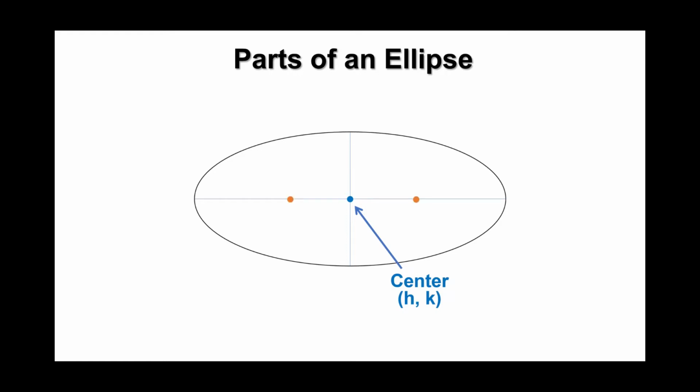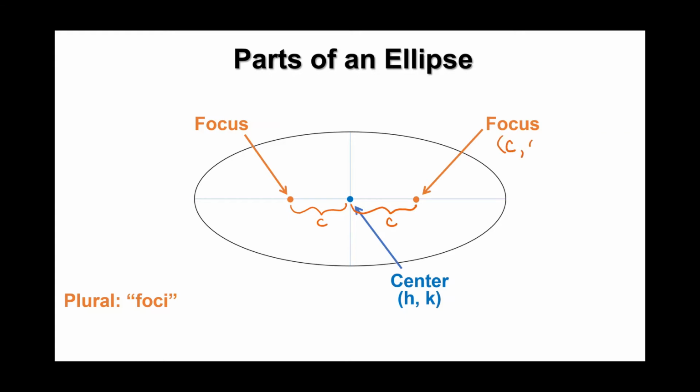Now we've got the foci. That's the plural form of focus. So we have focuses or foci. And the distance from the center to the focus is going to be c, which means the distance from the center to the other focus is also c. So the foci are the same distance from the center. They're equidistant from the center, which means, well, let's put a little ordered pair here. The one on the right, we'll call that (c, 0), because in this case, we're moving right to get to that focus. And the focus on the left, we'll call that (-c, 0).